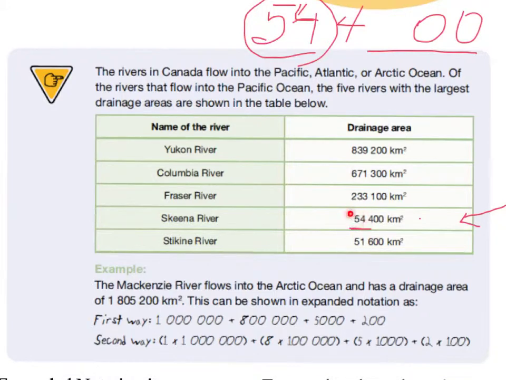Now it's a little bit different, but not much, when we have a smaller number that doesn't have a full set of 3 digits in the period. We again just say the number as it is, 54,000, because it's still in the thousands period, 400. 54,400, excuse me. Press pause and try this smaller number. All right, so let's take a look. It should be 51,000, because that's in the thousands period, 600. 51,600 is how that number would be said.